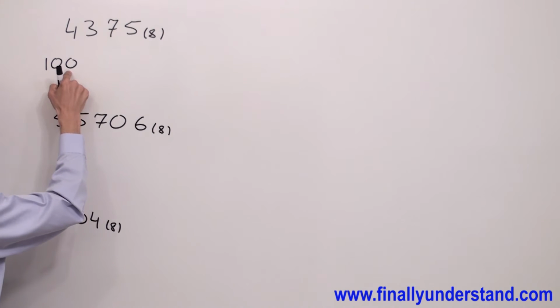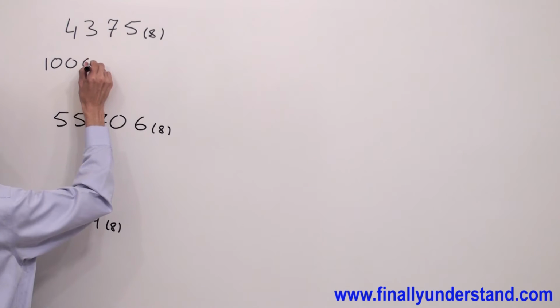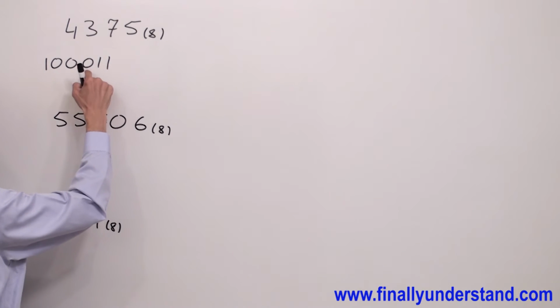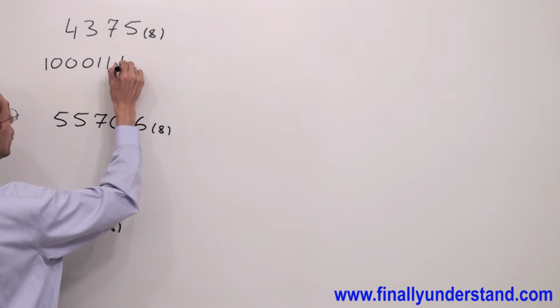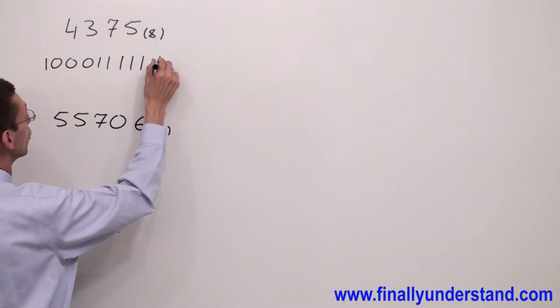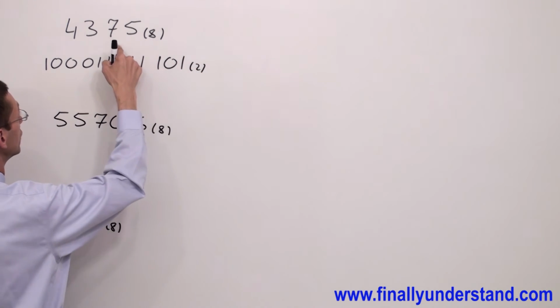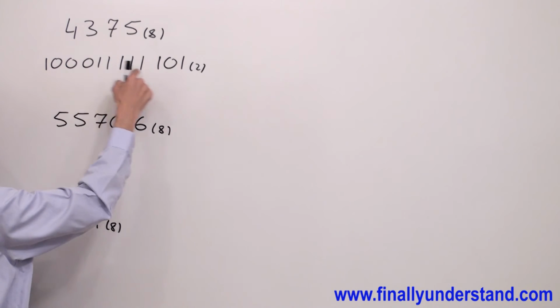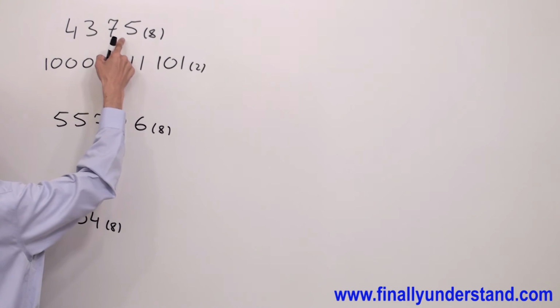Remember, we're supposed to have 3 bits. 3 is going to be 0, 1, 1. This is binary 3, 0, 1, 1. 7 is 1, 1, 1. 5 is 1, 0, 1. This is the solution to this problem. This is the binary number which is equivalent to 4375 octal.